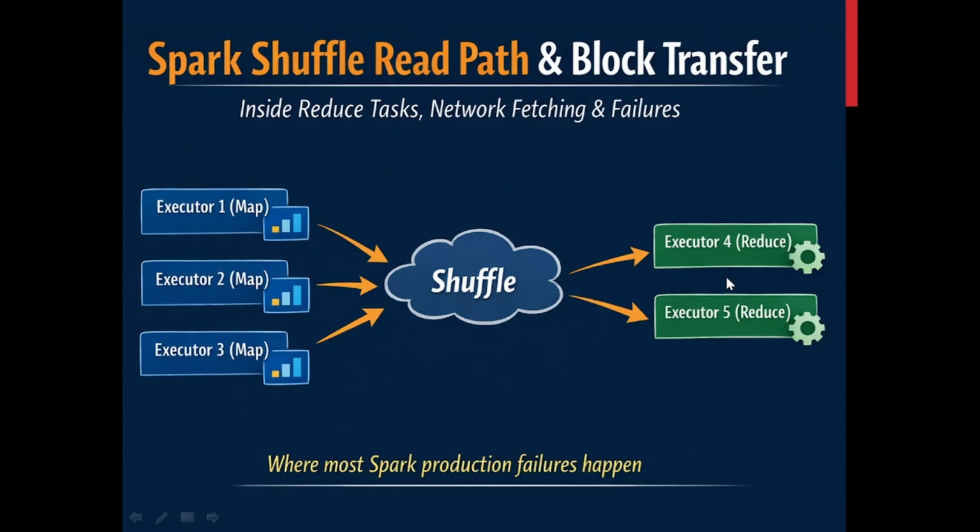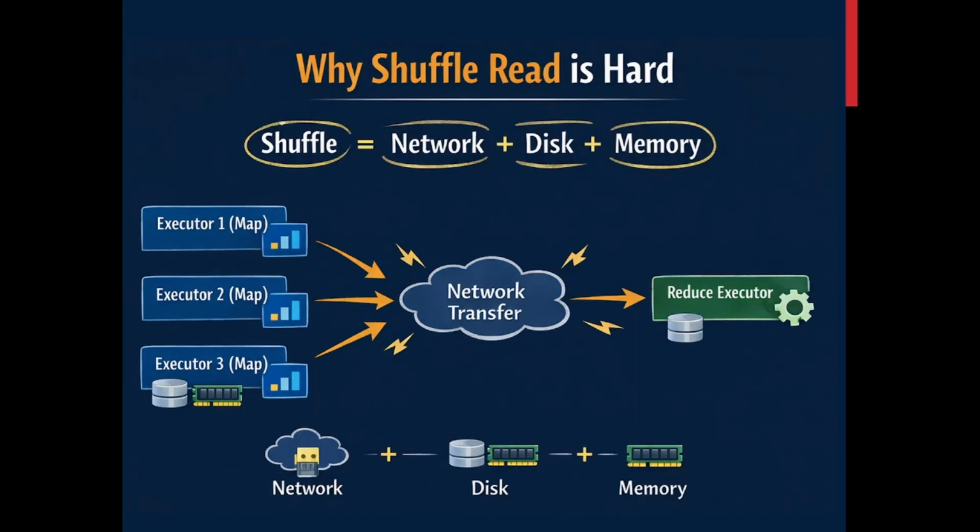Last time, we explored what happens on the map side of shuffle. We saw how Spark writes data to disk. But today, we follow the real battle, how reducers try to read that data. Shuffle read is hard because everything is distributed. Data is spread across machines, reducers depend on remote executors, and everything relies on the network.